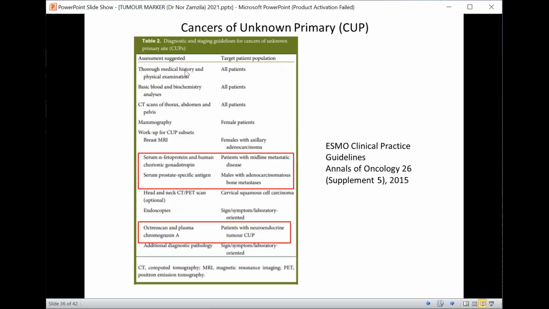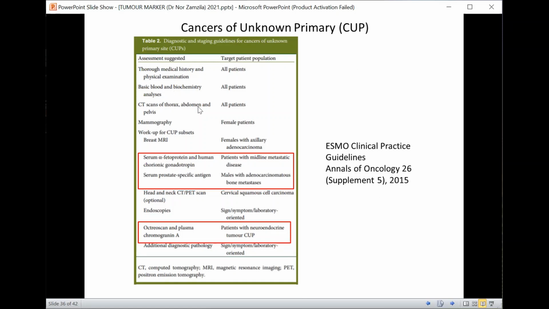For this, the ESMO, the European Society for Medical Oncology, came out with a clinical practice guideline. In their guideline, they outline the steps in the investigation of cancers of unknown primary. The first step should be a thorough medical history and physical examination. Step number 2 is to do basic blood and biochemistry analysis.